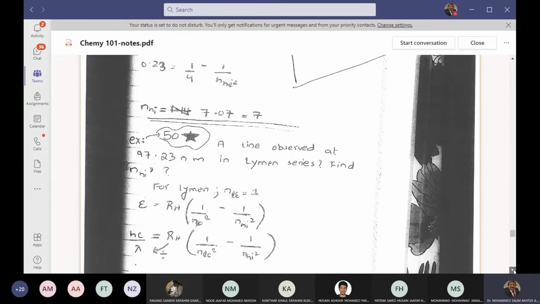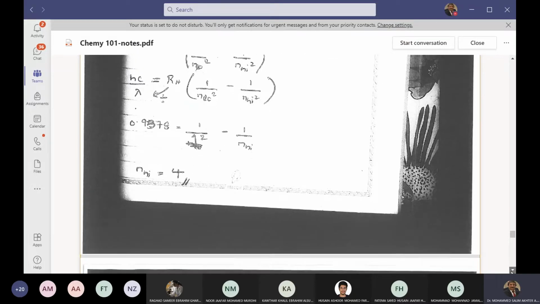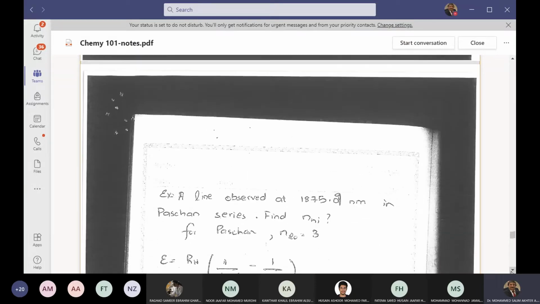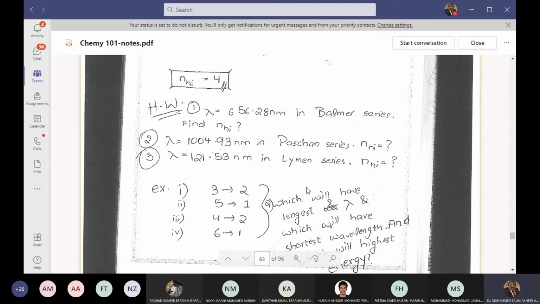Similarly, you did this, a line obtained at 97.23 in the Lyman series, so you can calculate n high. And then the last equation I did for Paschen series, and this is just to give you practice. Then I asked you to do this homework if you have time. I know you people are busy with English, physics, mathematics exams, but my friend, this is for you, because this is Mawjood. So just to make sure.